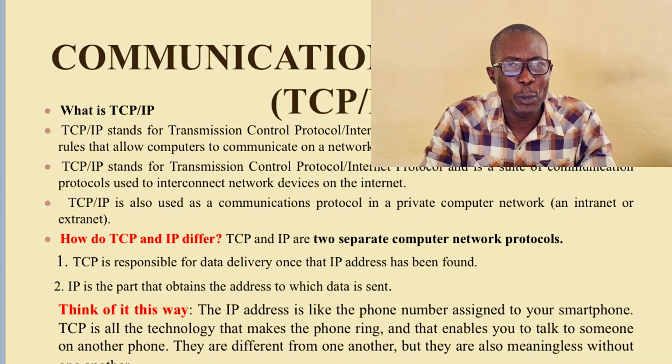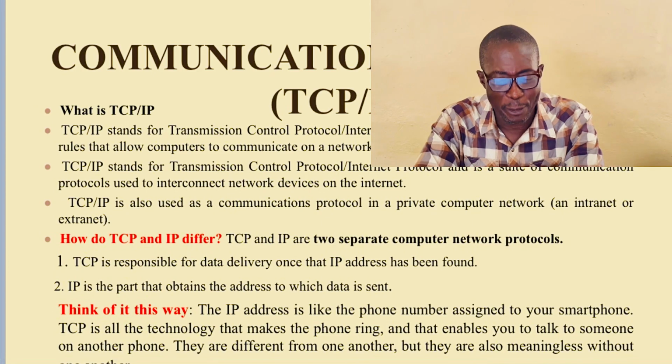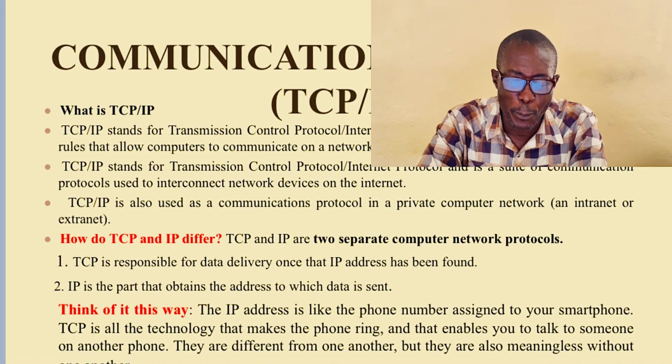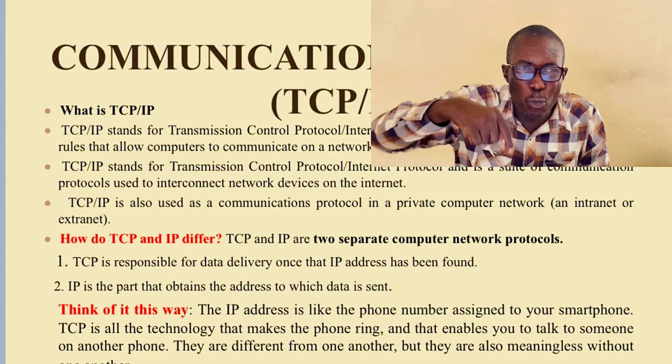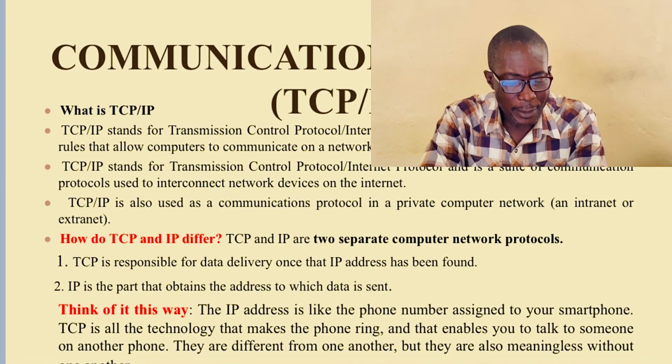So think of it this way. Let's look at this experimental scenario. The IP address is like the phone number assigned to your smartphone. So if you have a phone number 020 30 69 411, it is your IP address. It identifies you. You use that phone number. Nobody else can use that number. So that is the IP.